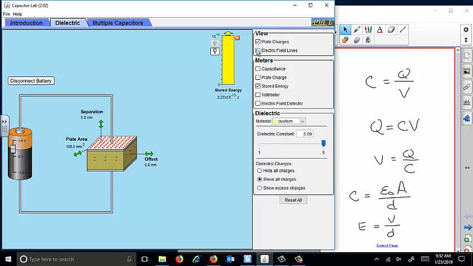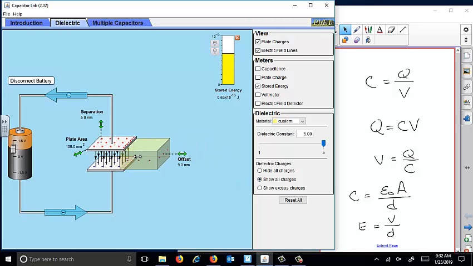So if I show the electric field lines, let me show you that. So here's the electric field lines. So when I bring this dielectric material in, you'll see, well, what it actually does is, these molecules, like I said, kind of go the opposite direction, creating electric fields in the opposite direction that allow more of these charges to be drawn onto the plate.